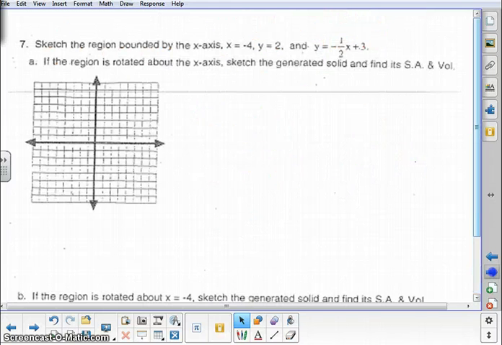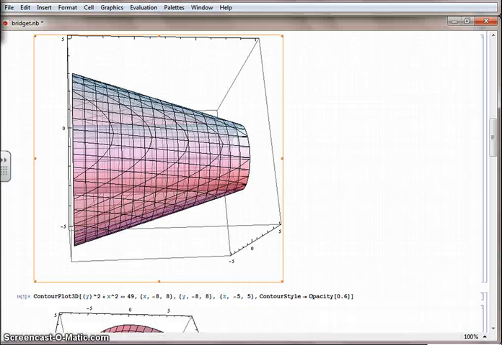Okay, number 7. Already I have to tell you that the answer in the bottom of the page is wrong for 7A and B. And let's go ahead and begin looking at the picture. So take a second and get the region first. So for number 7, you have a region bounded by the triangle. If you go to Mathematica, you can see what it looks like.